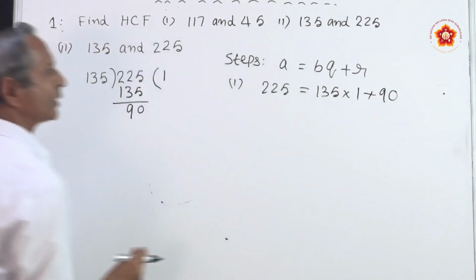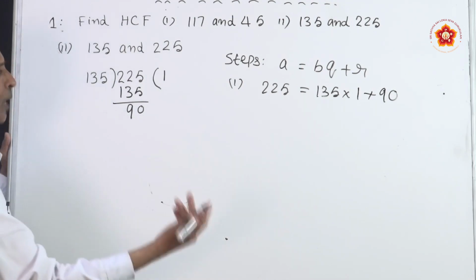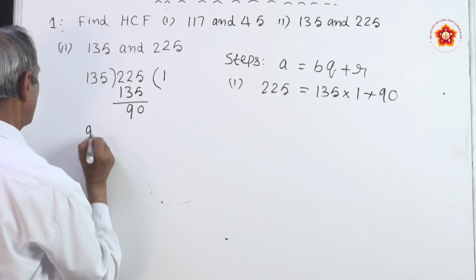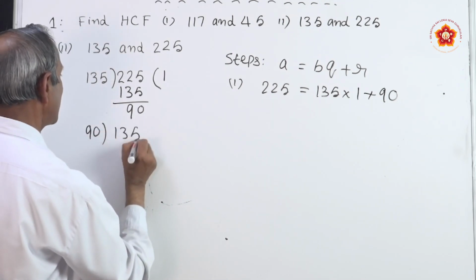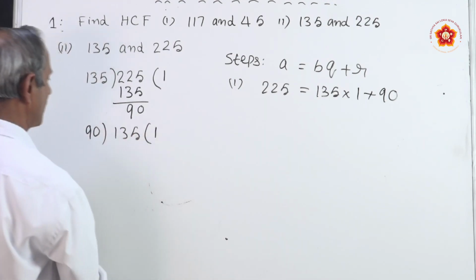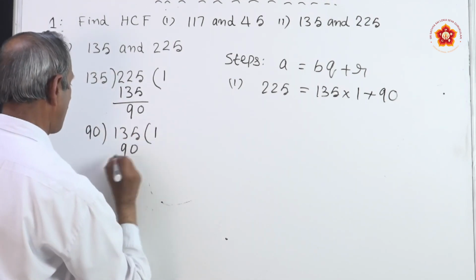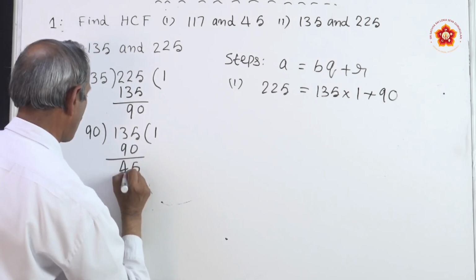Now you have to ask the question, is the remainder 0? No. Then once again you have to proceed. Now here 90 becomes the divisor, 135 becomes the dividend. Now divide, it will also go only one time. 135 minus 90, subtract, you will get 45.